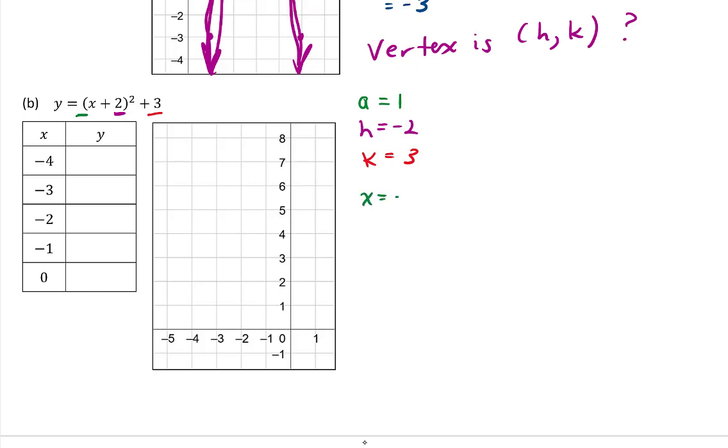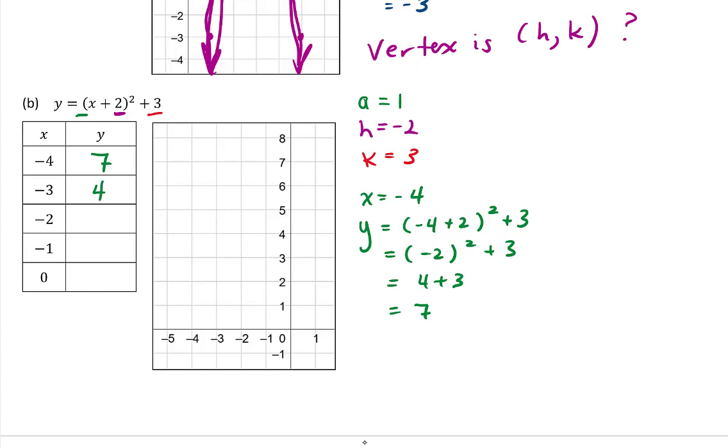So let's sub this into our table of values. This time I'm starting with x equals -4. So I have y equals (-4 plus 2) squared plus 3, which is (-2) squared plus 3, which is 4 plus 3, which gives us 7. So that is our first value. And then if you try the rest, you should get the following y values. So let's plot this. We have (-4, 7), (-3, 4), (-2, 3), (-1, 4), (0, 7).